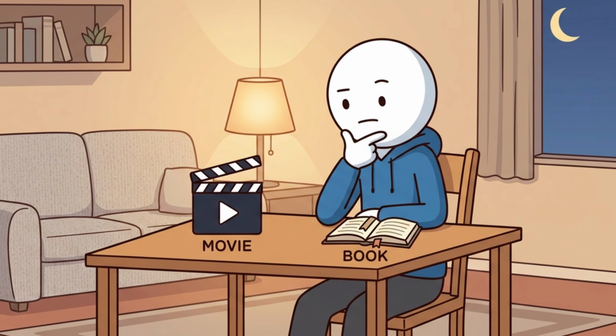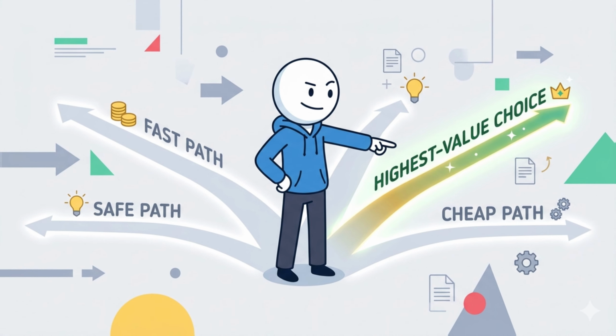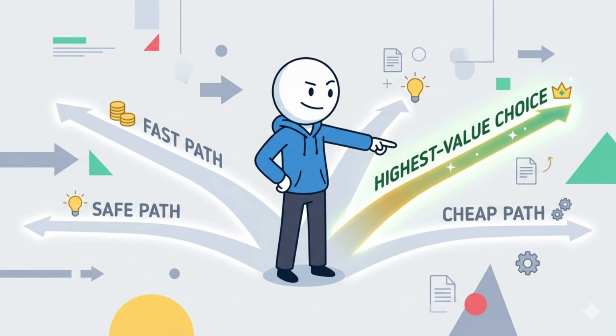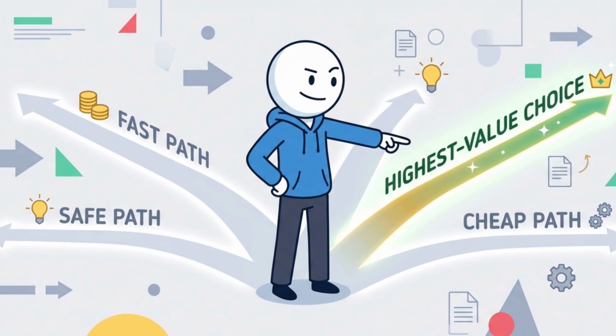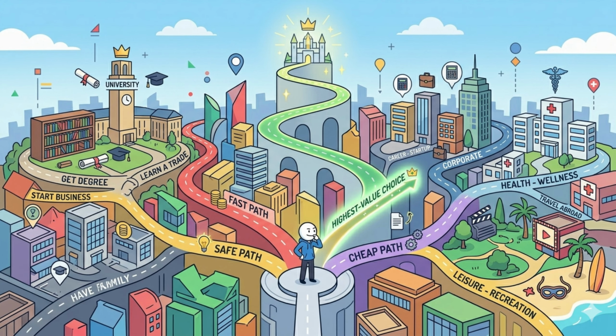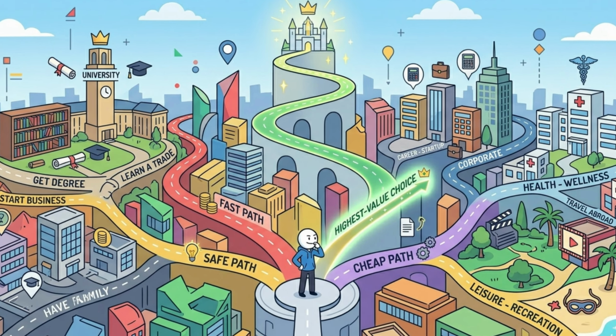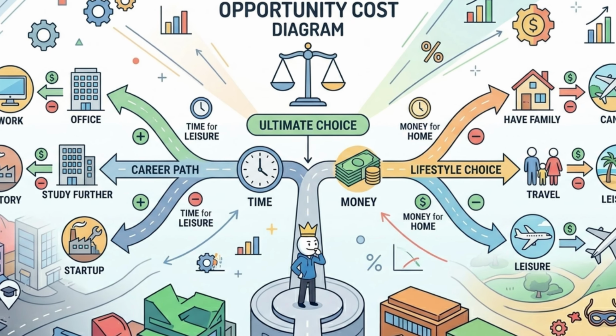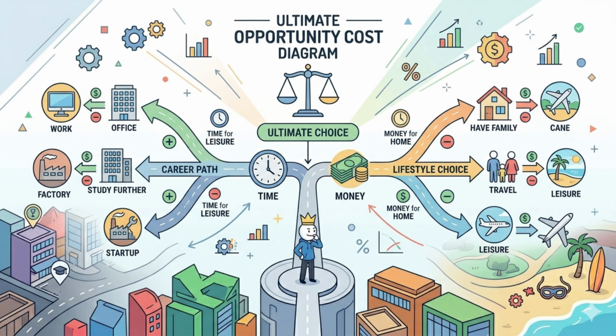Whether it is a government choosing between healthcare and infrastructure, or John choosing between a movie and a book, the principle remains the same. Every choice is a trade-off, and every trade-off has a hidden price. By calculating these hidden prices, John can finally begin to allocate his most precious and scarce resource, his life, with the precision of an Ivy League economist.